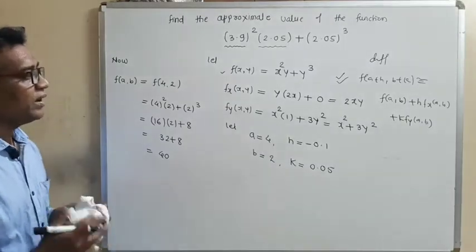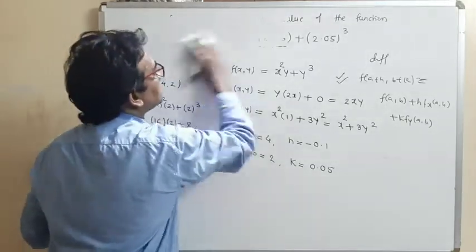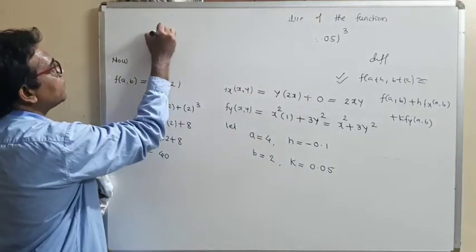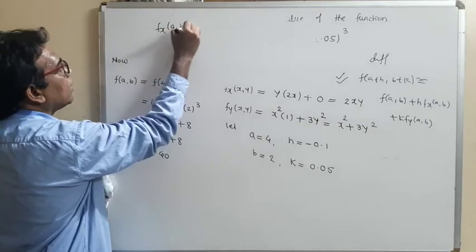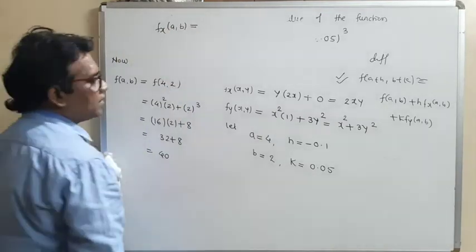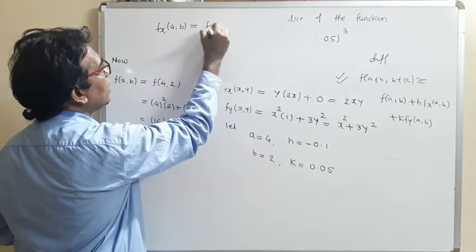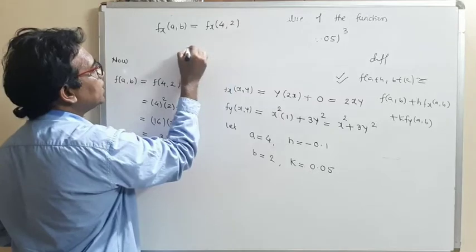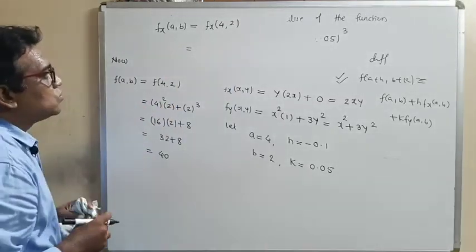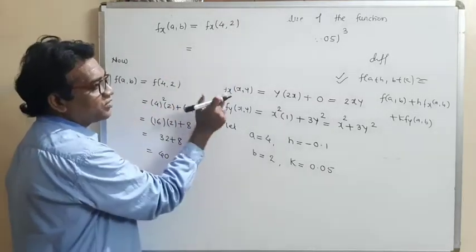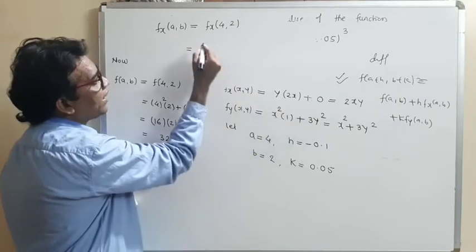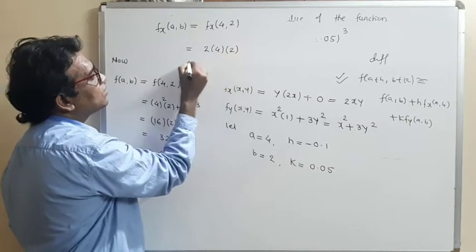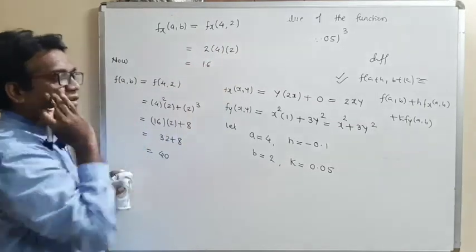Now find out the next value, fx at ab. Write down the next value. Fx at ab is equal to fx at, what is our a? It is 4, and what is our b? It is 2. So find out fx at 4, 2. So use this function fx at xy, which is 2xy. So this is 2, x means 4 and y means 2. So this is 4 into 4. This will be 16.